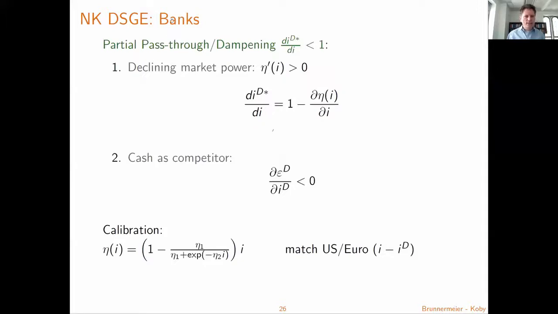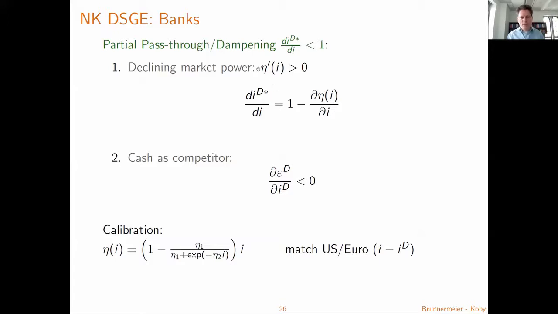Then there are banks. As I mentioned before, what's key now, even more than before, is that the pass-through is dampened. If you cut the policy rate, the deposit rate will not go through 1-for-1. The reason is this eta function: as you get closer to 0 or even negative, the eta function becomes more and more sensitive. There's market competition, so they can't pass it through. The markdown is shrinking over time.